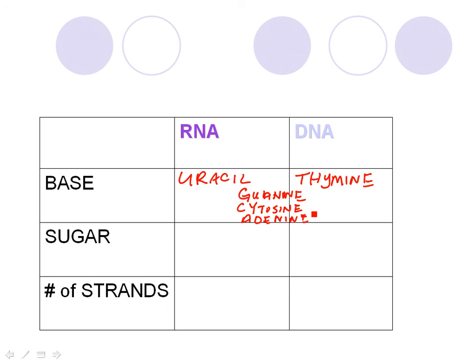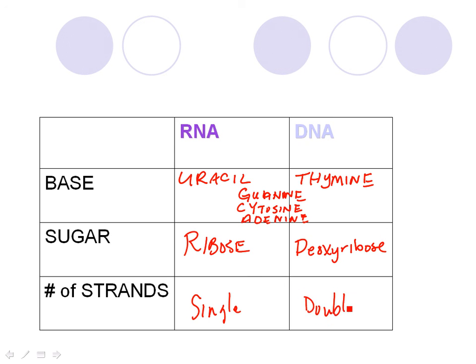As far as the sugars, the sugar that you'll find in RNA is going to be ribose. The sugar that we'll find in DNA will be deoxyribose, hence where we get the names ribonucleic acid for RNA and deoxyribonucleic acid for DNA. And both of those are 5-carbon sugars. For RNA, we'll have a single strand, and for DNA, we'll have a double strand or double helix.